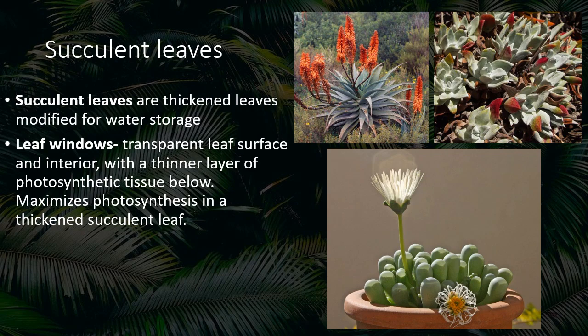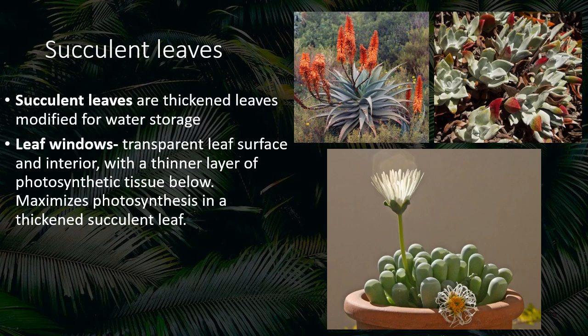Succulent leaves are thickened leaves which are modified for water storage. We're all familiar with things like aloes or hens and chicks that can have these thick, plump leaves, which are full of cells that are packed full of water. Some species take this adaptation a step farther, and they actually have windows in their succulent leaves. That window is a transparent surface and interior of the leaf that allows light to shine onto a thinner layer of photosynthetic tissue within the leaf.